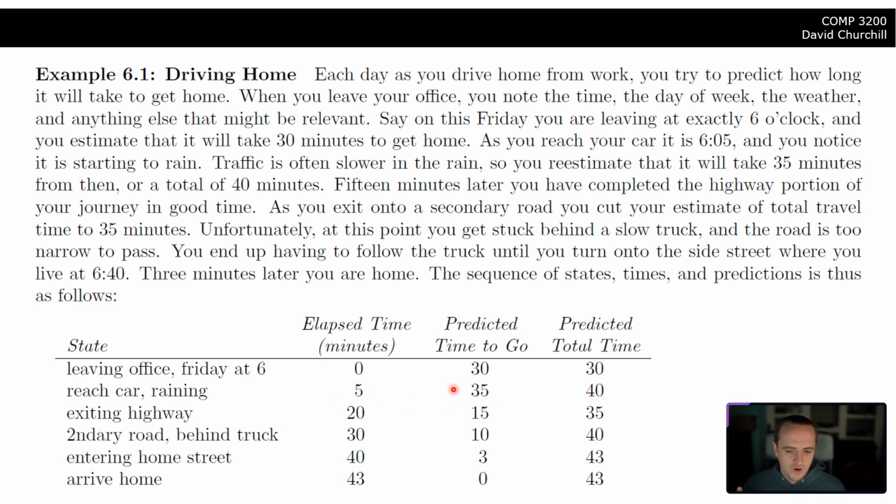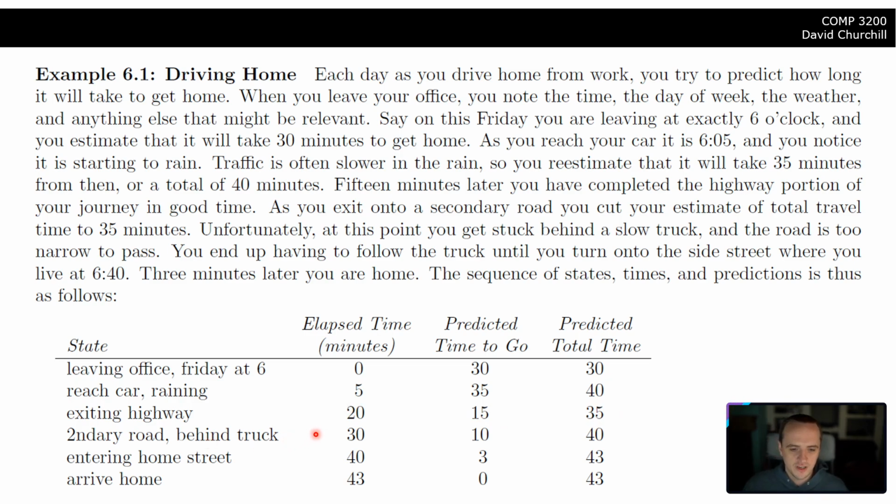Now, we saw that it was raining. And so from that point, we predicted our time remaining was 35 minutes. And since 5 minutes have passed, this means that our new predicted total time value was 40. Then, when we exit the highway, we thought that we made some good time, so maybe we cut 5 or 10 minutes off. So 15 minutes later, we exit the highway at time equal to 20, and now our predicted time to go is only 15 minutes. It's no longer that big prediction. So our predicted total time now is the current time that we've elapsed plus the 15 minutes, which is 35.